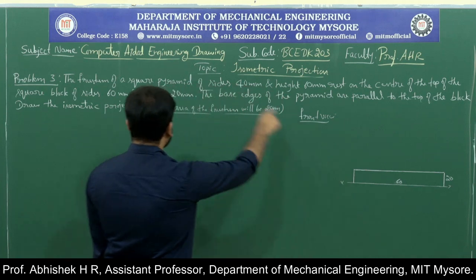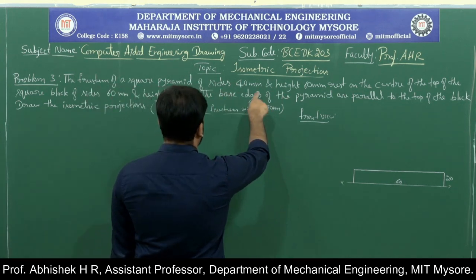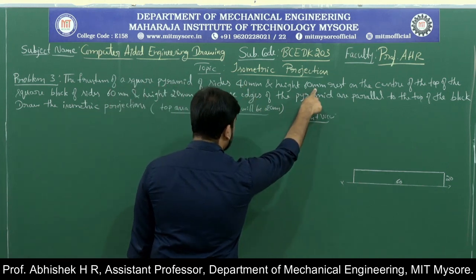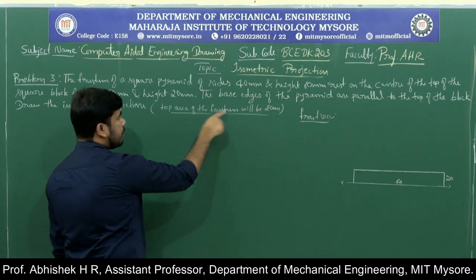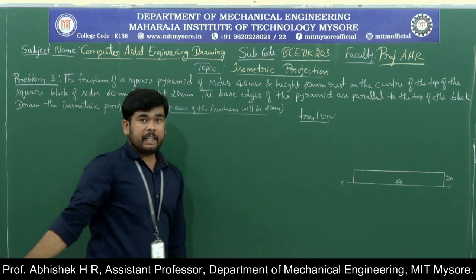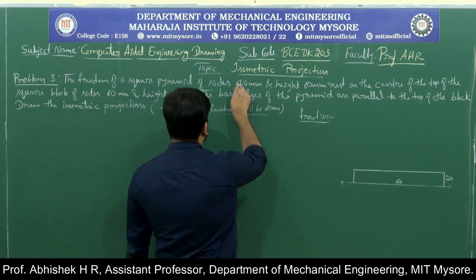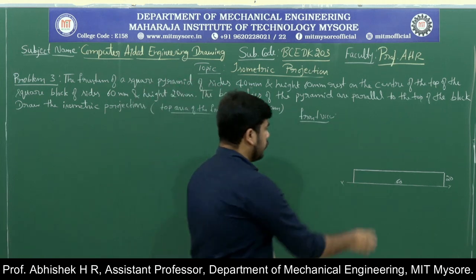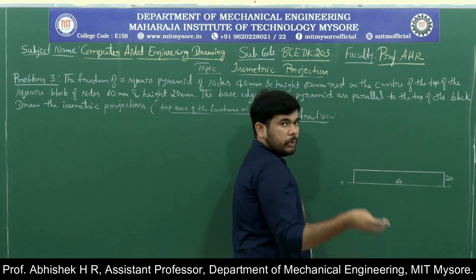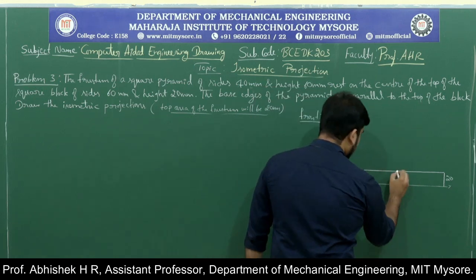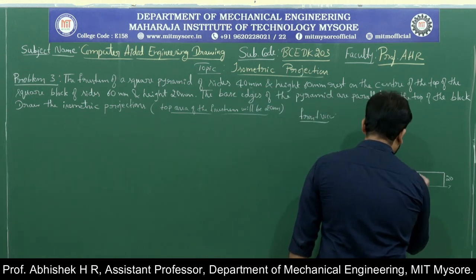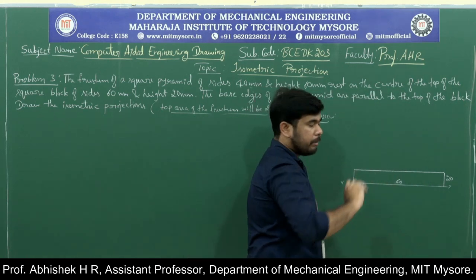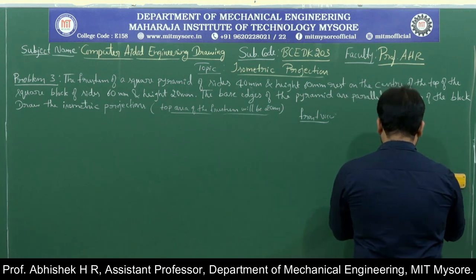Now the base edge of the square pyramid is 40 mm, the height is 60 mm, and the missing data, that is the top side of the frustum, will be 20 mm. So the base side of the pyramid is 40 mm. This is a 60 mm line, so you can take a midpoint here, and from this, 20 mm towards the left hand side and 20 mm towards the right hand side.